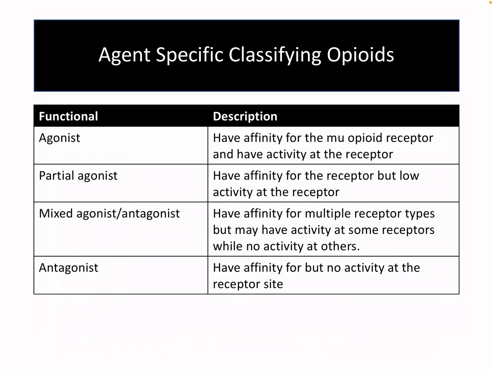Another thing you want to keep in mind: opioids do have specific classifications, as some are agonists, some are partial agonists, some are mixed agonist-antagonists, and some are antagonists. So just a reminder, agonists include agents that bind to the opioid receptor and then have activity at them. Partial agonists are those that bind but have low activity. Buprenorphine does have some partial agonist qualities.